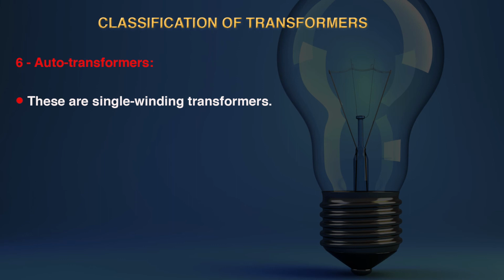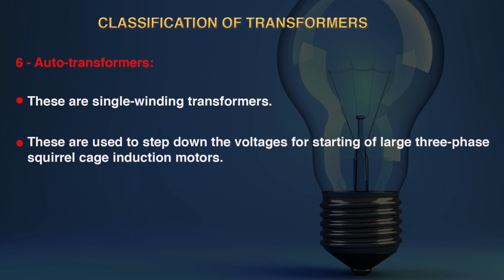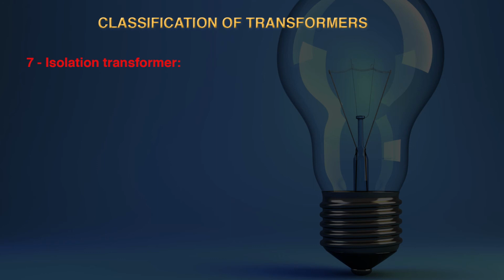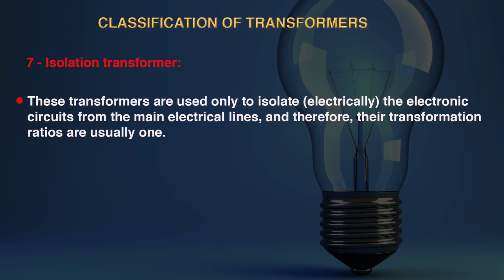Auto transformers are single winding transformers used to step down the voltage for starting of large three-phase squirrel cage induction motors. Next is the isolation transformer. Isolation transformers are used only to electrically isolate the electronic circuit from the main electrical line, and therefore their transformation ratio is usually 1.